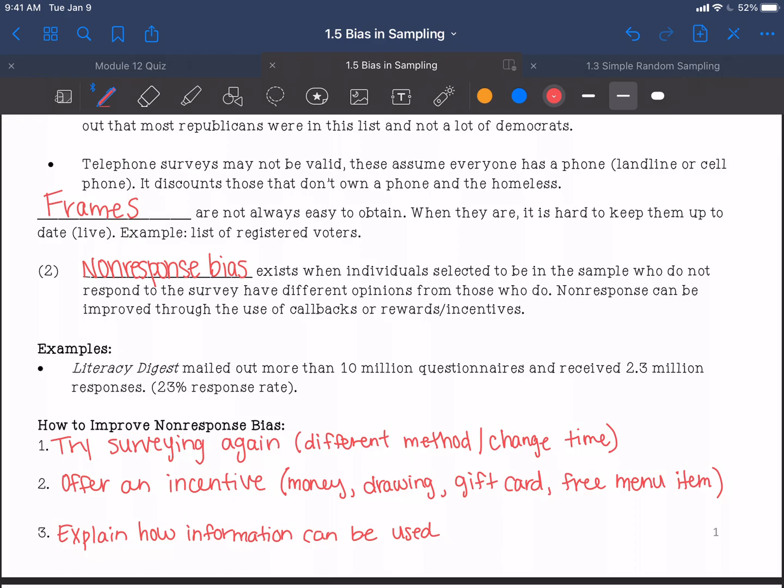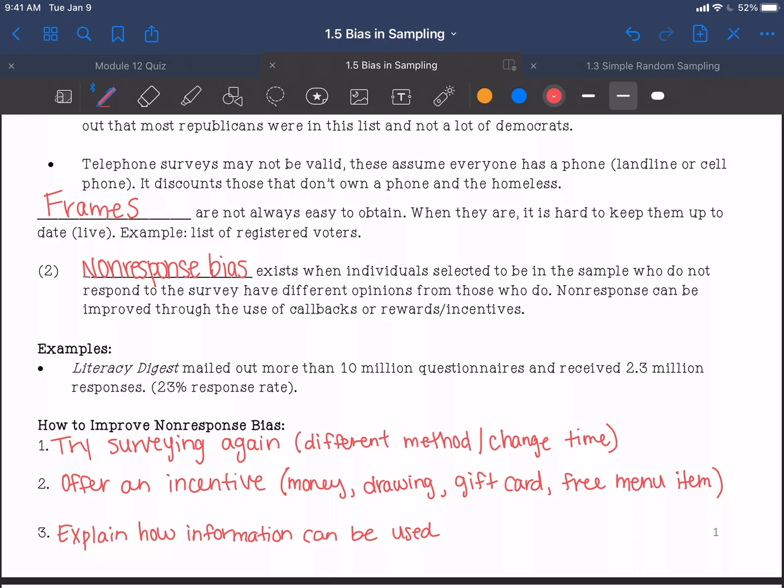And also, it's not going to be the easiest thing for me to obtain a list of all the people who are registered to vote. I'm probably going to have to go through some other people and some hoops to get that list. That kind of goes with everything, a list of a lot of things.